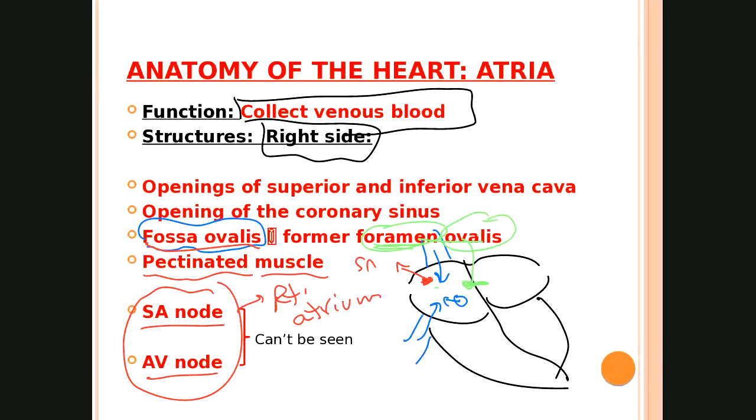From there, the action potentials are sent to the AV node located on the inferior left corner of the right atrium. That's the AV node. It is worthy to note these structures are microscopic. Therefore, they're not going to be depicted in models.